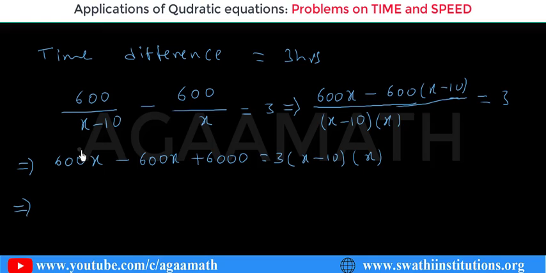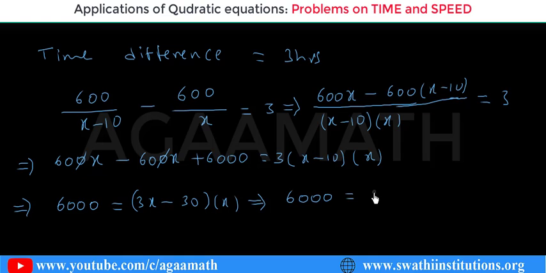Now if I simplify more, plus 600x minus 600x, that's nothing, that equals 0. Now we have here 6000 equals, if I multiply x by 3x minus 30, 3 into x is 3x, 3 into minus 10 is minus 30. Now if I simplify more, that is 6000 equals x into 3x, so 3x into x is 3x square minus 30x, right?